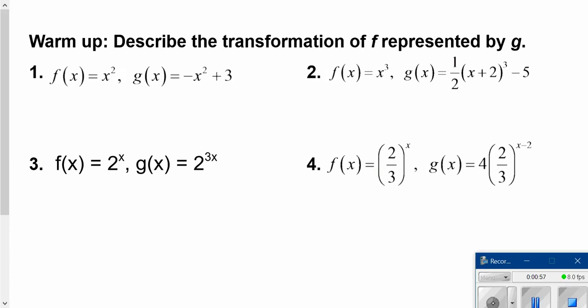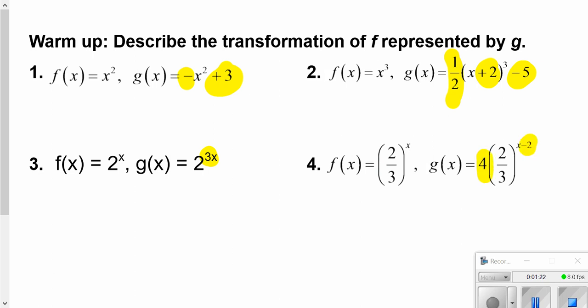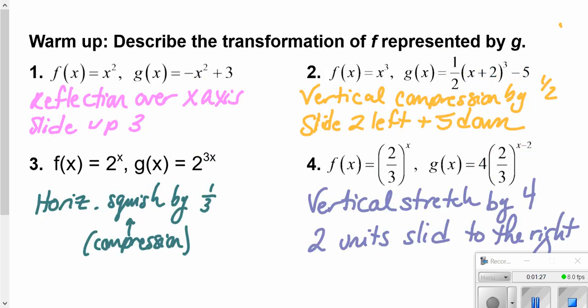Okay, so hopefully you remembered the key things are to look for things that are different between the parent function and the offspring function, so to speak. So you have in this first example a reflection and a slide. In the second, there are 3 different things to account for. In the third, there's just this 3. And the difference in the fourth, if you look at those 2 equations, the 2 differences are the -2 and the 4. So take a look here and compare your answers to mine.